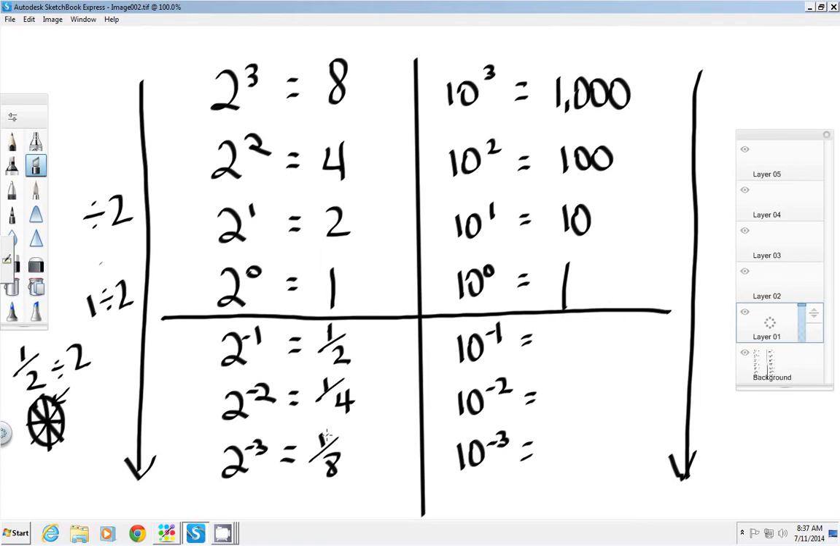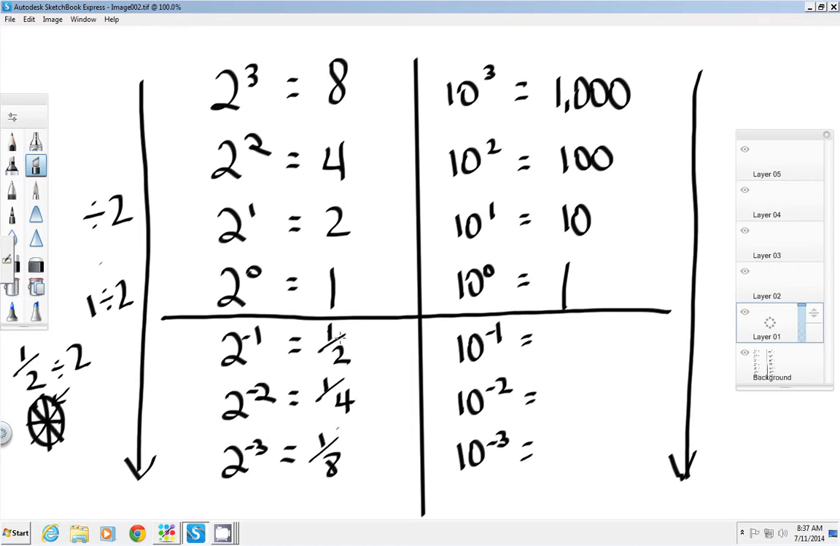You're probably sitting there saying, hey, wait a minute, hold on. We have a 2 for 2 to the first power. Down here we have 2 to the negative 1 power. It's a half. Up here to the second power we have a 4. Down here we have a 1/4 for our negative 2. Up here we have an 8 for 2 to the third power. 2 to the negative 3 power is 1 over 8. So can I just take my numbers up here and essentially flip them?